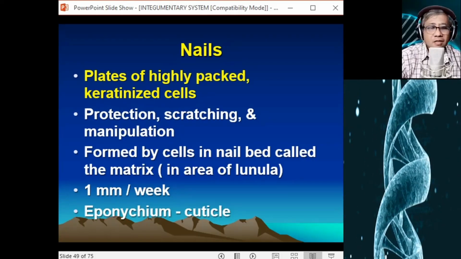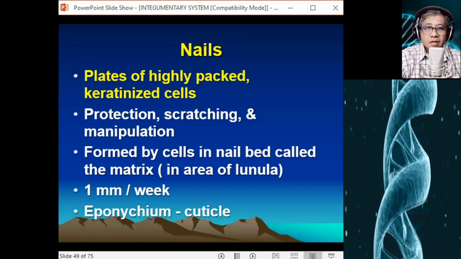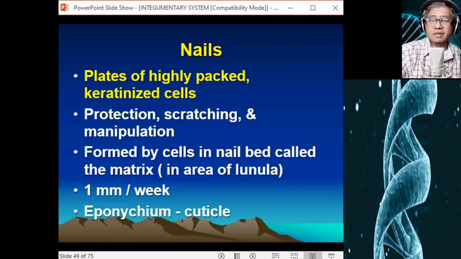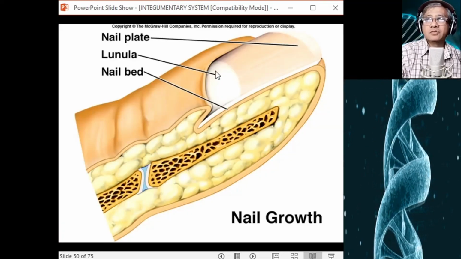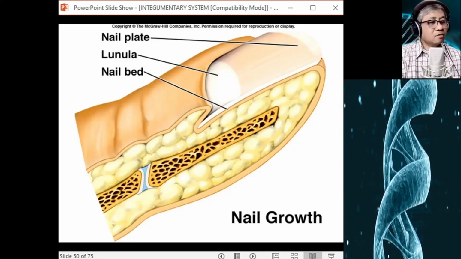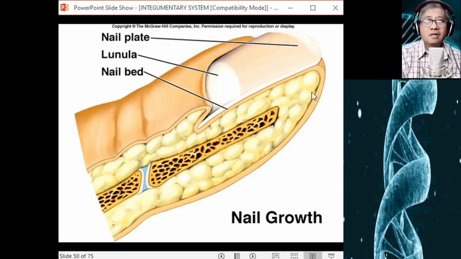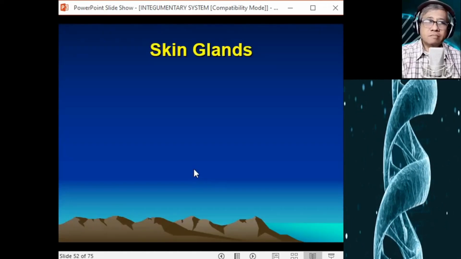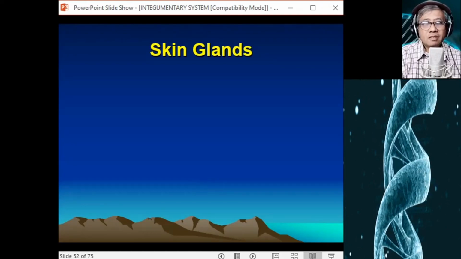Ayan, and the nail, ano to? Waterproof again because it is covered with an eponychium, which is also the cuticle. Ayan, eponychium. So that's the lunula. Lunula from the word luna. Lunula, luna parang ano siya, crescent moon, di ba? Yan yung puti na yan. Parang siyang crescent or gibbous-shaped moon. Alright, so next we have the skin glands. Yan, so we're done with the hair, nails.